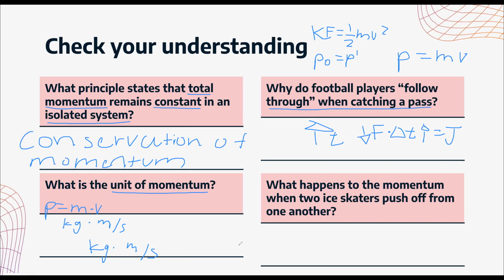And what happens to the momentum when two ice skaters push off from one another? It actually stays the same, because this is on ice, so we can assume it's a closed system. So the momentum of the two ice skaters will stay equal. Momentum is conserved.